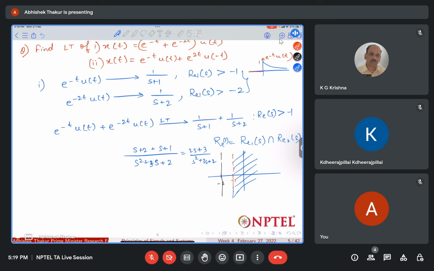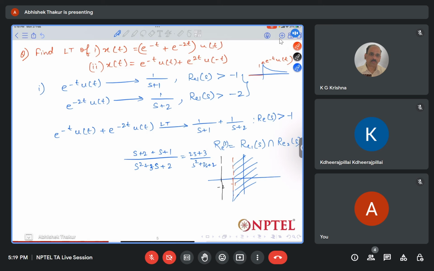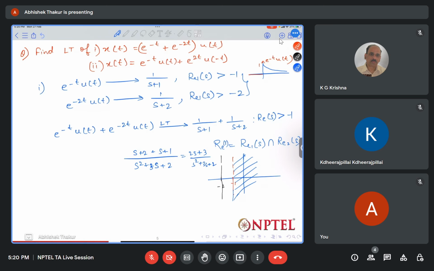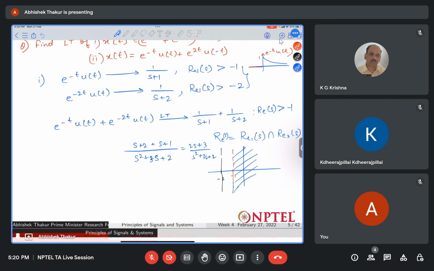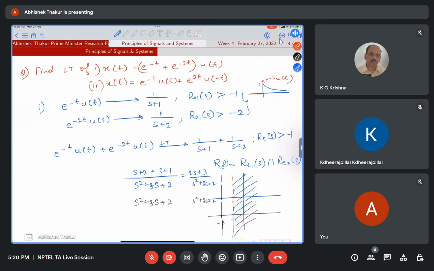In the second part, here it is e to the power 2t u of minus t. This means the unit step function is reversed, and for this we have to find the Laplace transform. So we will see how to find it for this. x(t) is equal to e to the power minus t u(t) plus e to the power 2t u of minus t.